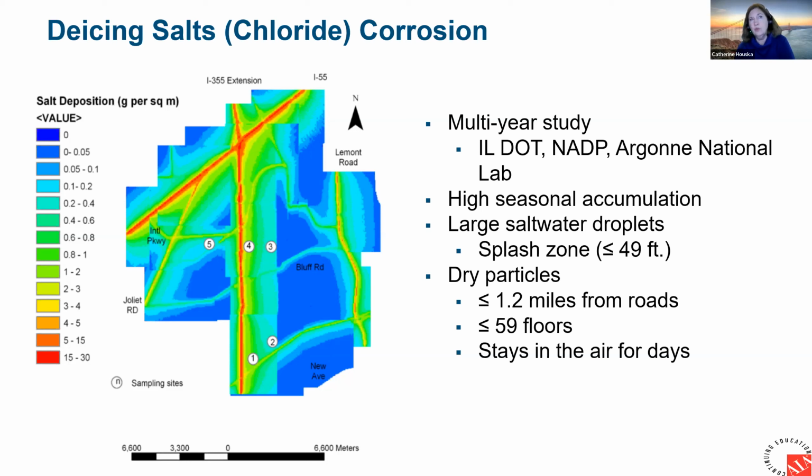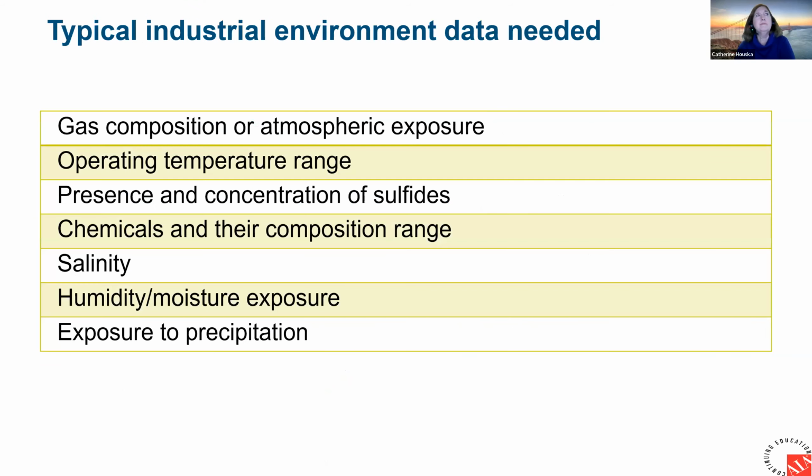Research done in Illinois showed dry salt particles traveling up to 1.2 miles from roadways. I worked on a project that was a rural campus, and the closest source of de-icing was a highway 2 miles away. It's all a matter of how far the wind is going to carry the particles. And it can be found quite high in buildings.